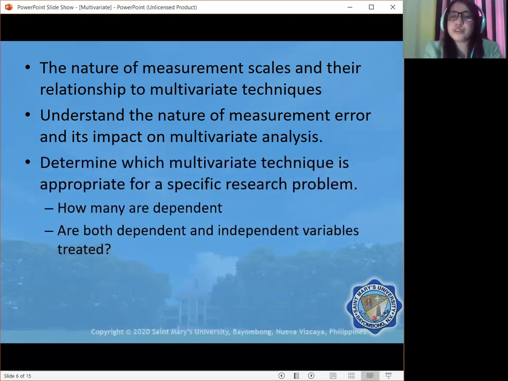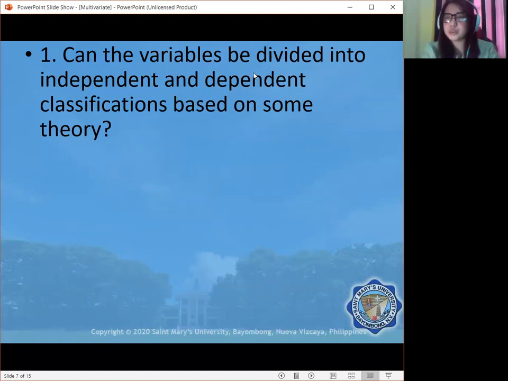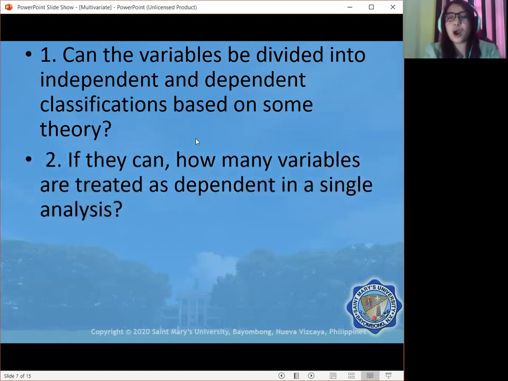Okay, next. We also need to determine which multivariate technique is appropriate for a specific research problem. How many are our dependent variables? Are both dependent and independent variables being measured? We also need to define the specific techniques included in multivariate analysis. So we have to answer this question: can the variables be divided into dependent and independent variables based on the theory? Next, if they can, how many variables are treated as dependent in a single analysis?